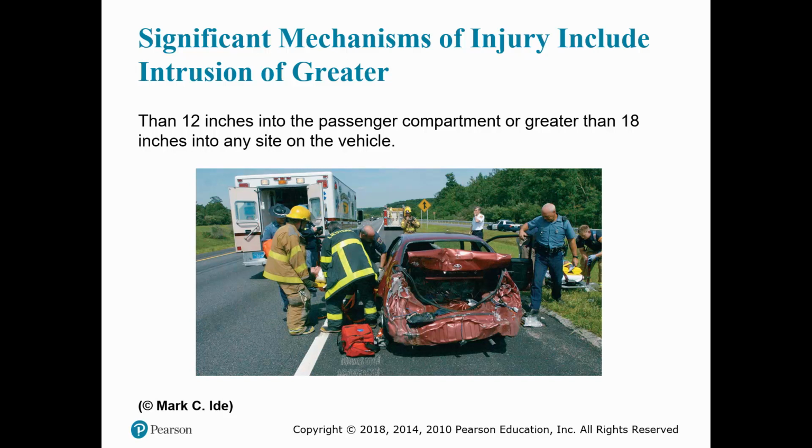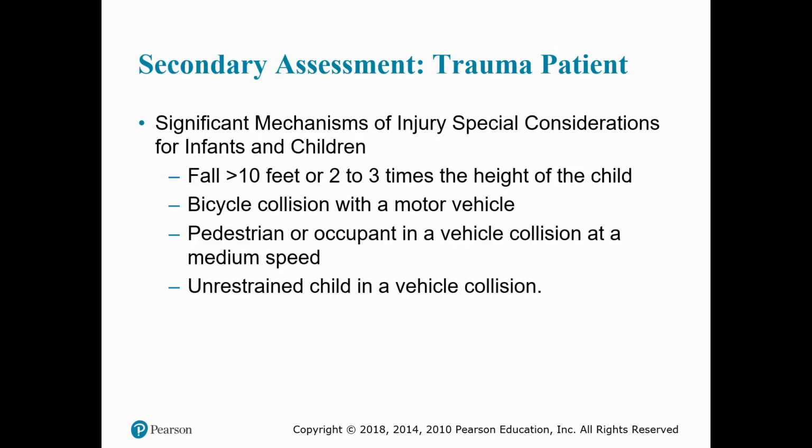We'll take a look at some significant MOIs and special considerations for infants and children. Kids are shorter, so a good rule of thumb is 3 times the height on any patient that you have. So, I mean, 18 to 20 feet, that would be about right for an adult. 15 for a female sometimes. If you look at children, any fall greater than 10 feet or 2 to 3 times the height of the child is a significant fall.